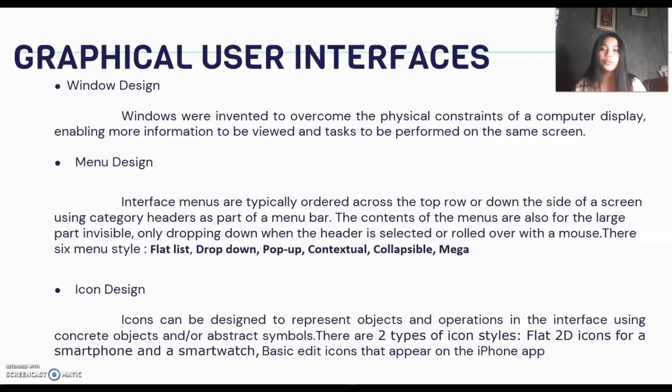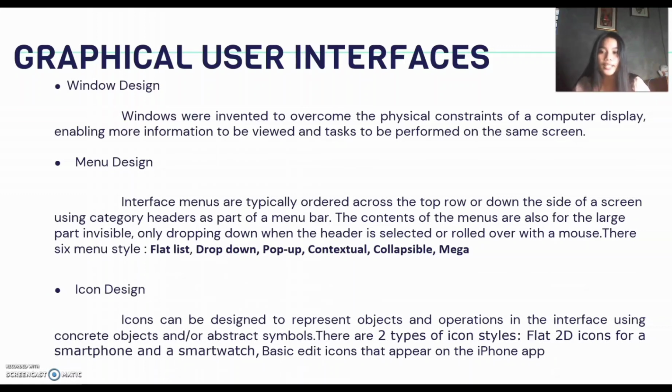Window design. Windows were invented to overcome the physical constraints of computer displays, enabling more information to be viewed and more tasks to be performed on the same screen. Window design also has a scroll bar, which enables more information to be viewed within a window. Multiple windows can make it difficult to find the desired one. For example, listing, tabbing, and thumbnails are techniques that can help in window design.